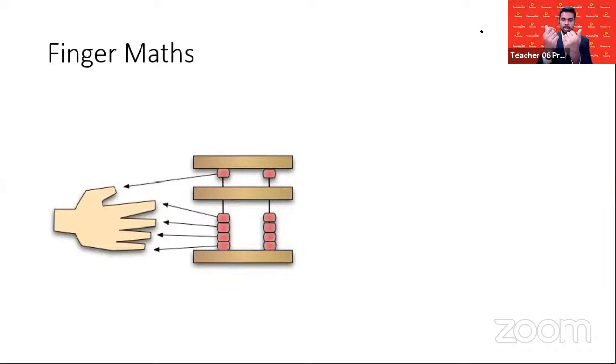8 times 9. So which is the 8th finger here? So I'll just start counting. 1, 2, 3, 4, 5, 6, 7, 8. So fold the 8th finger. How many fingers are towards the left? It is 7. Towards the right, there are 2. So the answer is going to be 72.